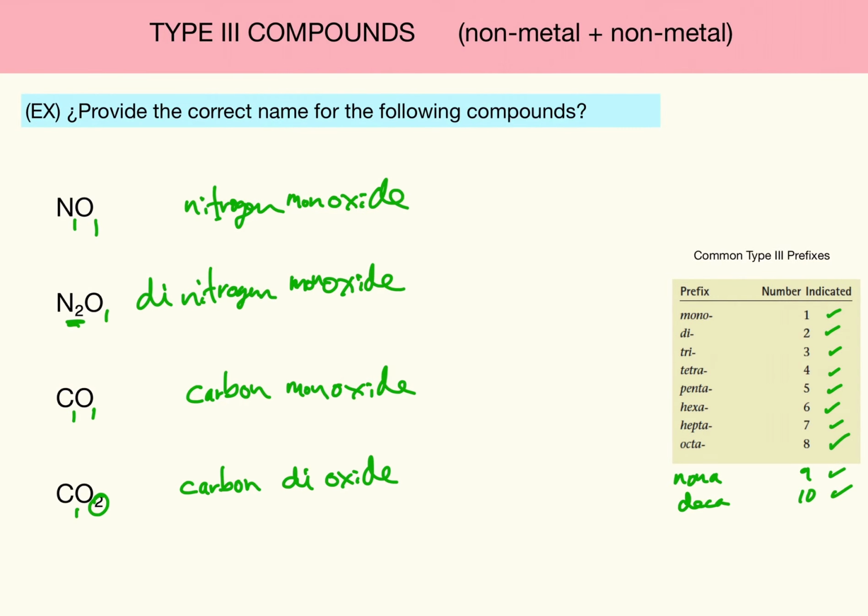So type 3 compounds are easiest to recognize and easiest to name. To recognize them, if you've got a binary compound, both of them nonmetals, it's got to be a type 3 name. The other one is, you don't worry about anything but the subscripts. Just put the prefix for whatever subscript you see and you're done.